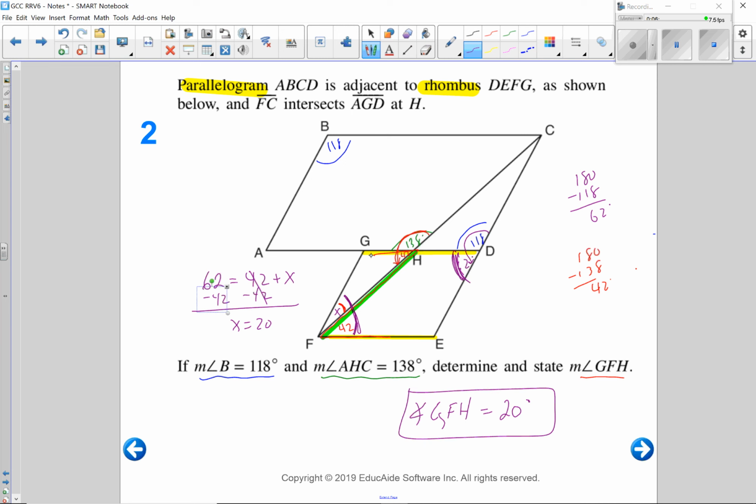Again, we could have found out what FGH was, said that angle plus 42 plus X has to equal 180, and solved for X that way. But in this case, I thought this was one of the quickest ways to get to this answer, noticing that this angle is 62 and the other one is also 62, utilizing the properties of both parallelograms and rhombuses.